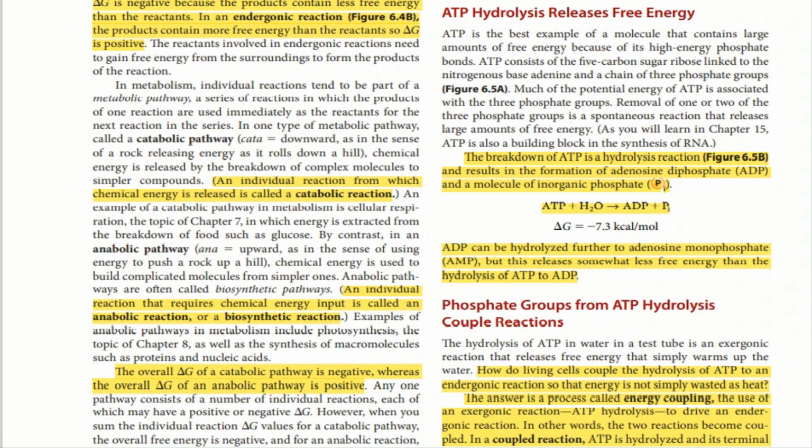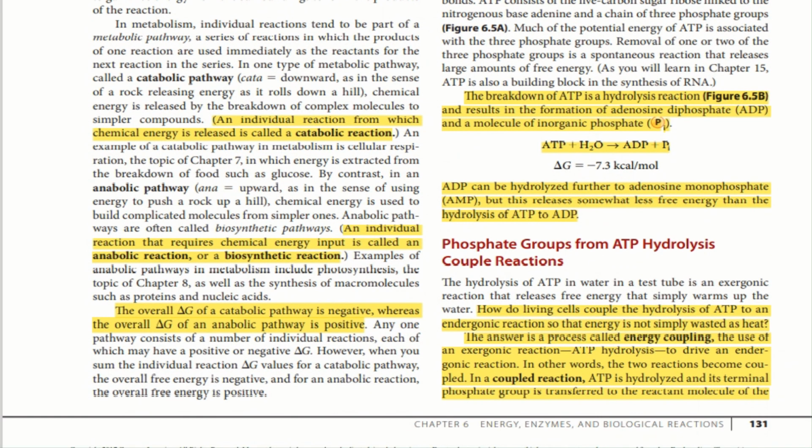In metabolism, individual reactions tend to be part of a metabolic pathway. One type of metabolic pathway is called a catabolic pathway. Kata means downward, as in the sense of a rock releasing energy as it rolls down a hill. Chemical energy is released by the breakdown of a complex molecule to a simpler compound. An individual reaction from which chemical energy is released is a catabolic reaction.